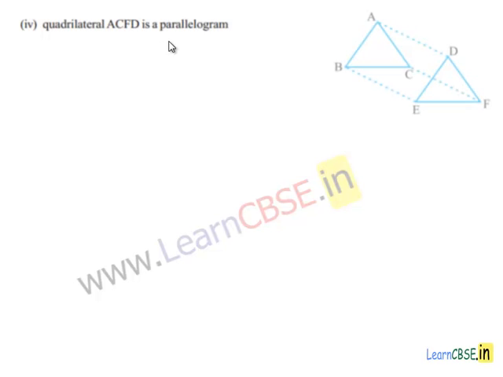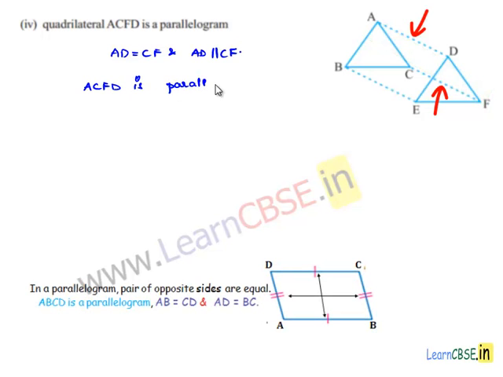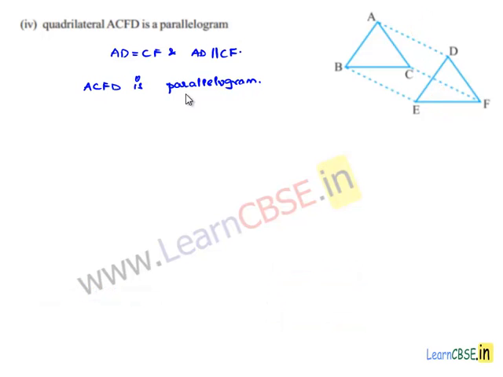Here in the fourth one, we need to prove quadrilateral ACFD is also a parallelogram. So in the above, we got that AD is equal to CF and AD is parallel to CF. So we can say if in a quadrilateral the opposite sides are equal and parallel, ACFD is a parallelogram. Now as ACFD is a parallelogram, we can say AC is equal to DF and also AC is parallel to DF from the figure.